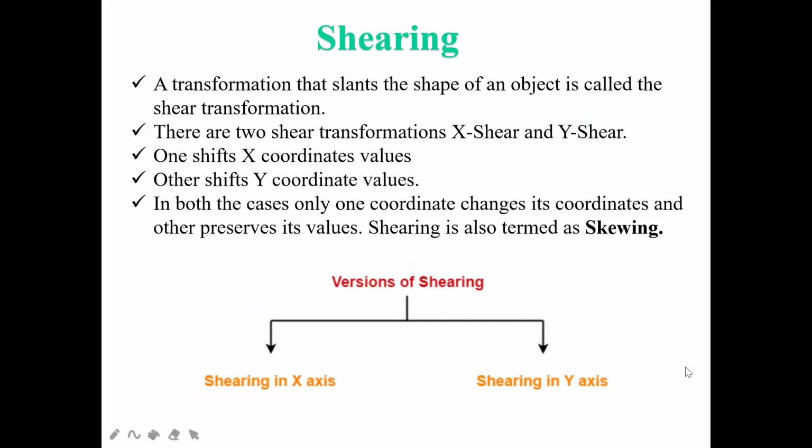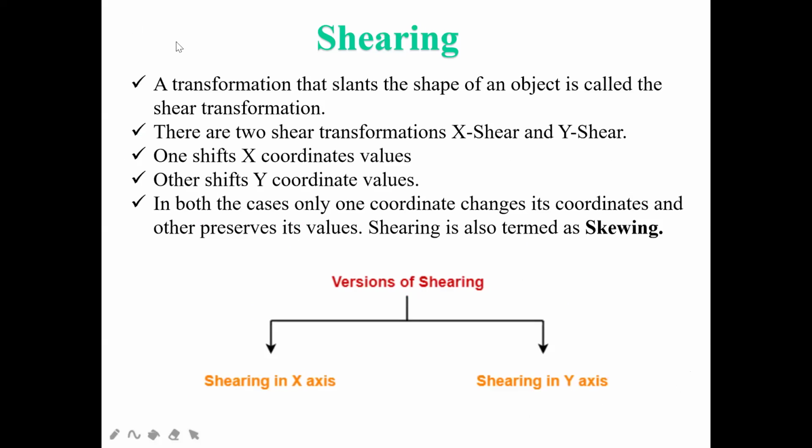So let's see what you mean by shearing, which is the last type of 2D transformation. Under 2D transformation, we have completed translation, rotation, scaling, and just now reflection, and now we are going to see shearing. So what do you mean by shearing?